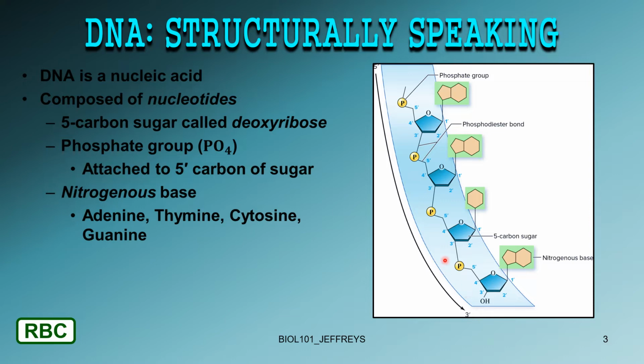And then connected to that 1' carbon of the sugars are those nitrogenous bases. You see them there. Okay, and this is one side. Remember, DNA is double-stranded, right? So this is one side, and then the other side, we call it its complement, would be built the same way, but wherever we have an A, we'd have a T, and a C, we'd have a G. That's how that works.